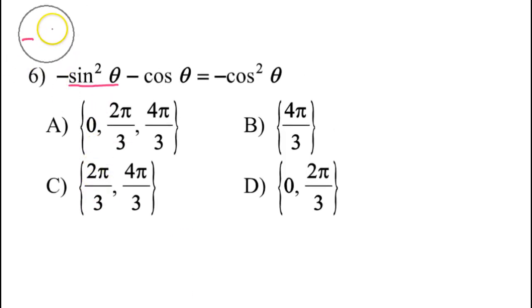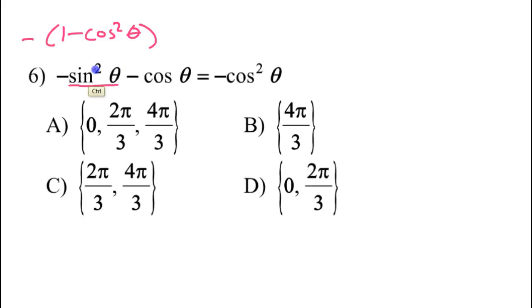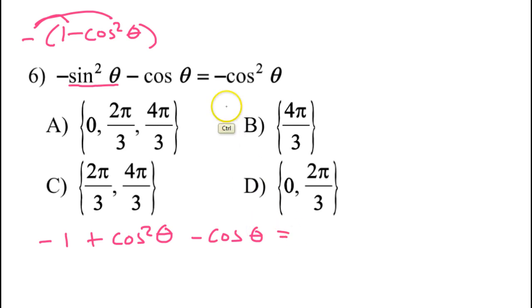Be very careful with your negative sign. As you do 1 minus cosine squared, you need to keep that negative sign out in front of your parentheses. Okay, sine squared, 1 minus cosine squared. So I need to distribute this negative sign throughout. That's going to give me negative 1 plus cosine squared theta. Alright, that's that part. Now the rest of it, minus cosine theta is equal to negative cosine squared theta.